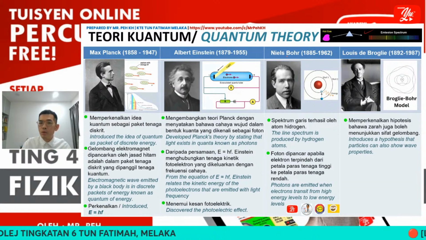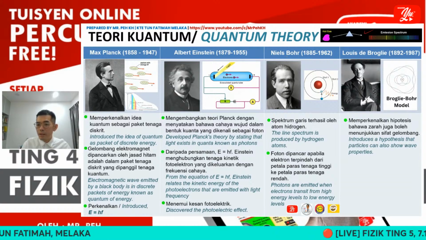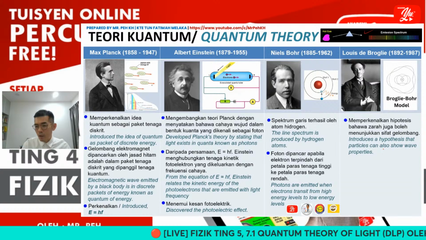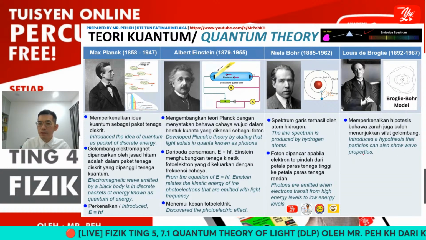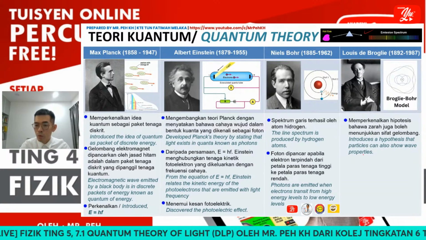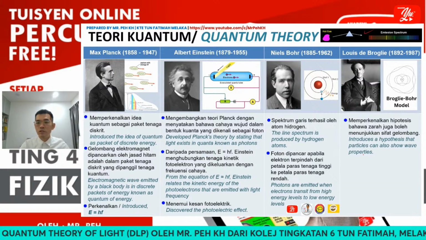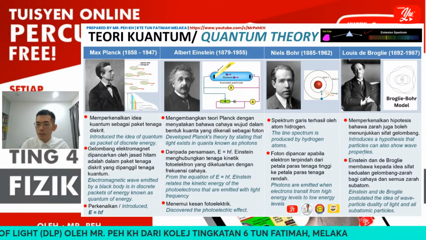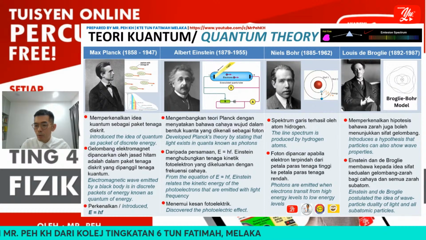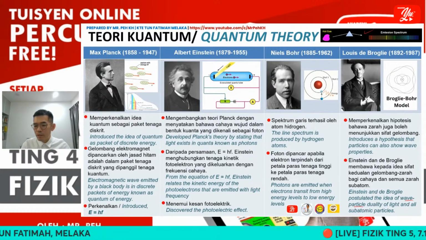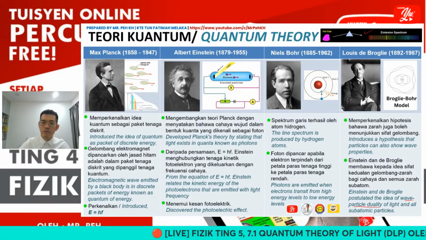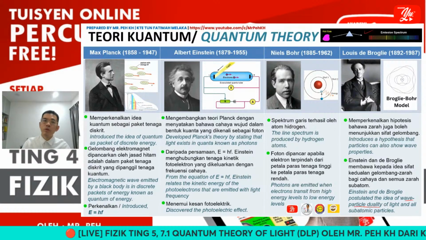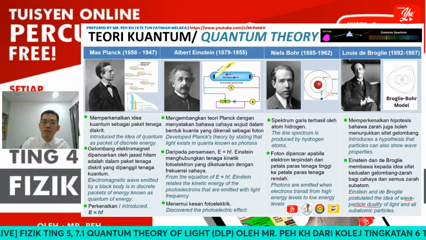Then the next will be Louis de Broglie. He introduced the hypothesis that particles can also show wave properties. This will be discussed in detail in Learning Standards 4 and 5. So Einstein and de Broglie postulated the idea of wave-particle duality of light and all subatomic particles. So these are the four persons who contributed to the development of quantum theory.